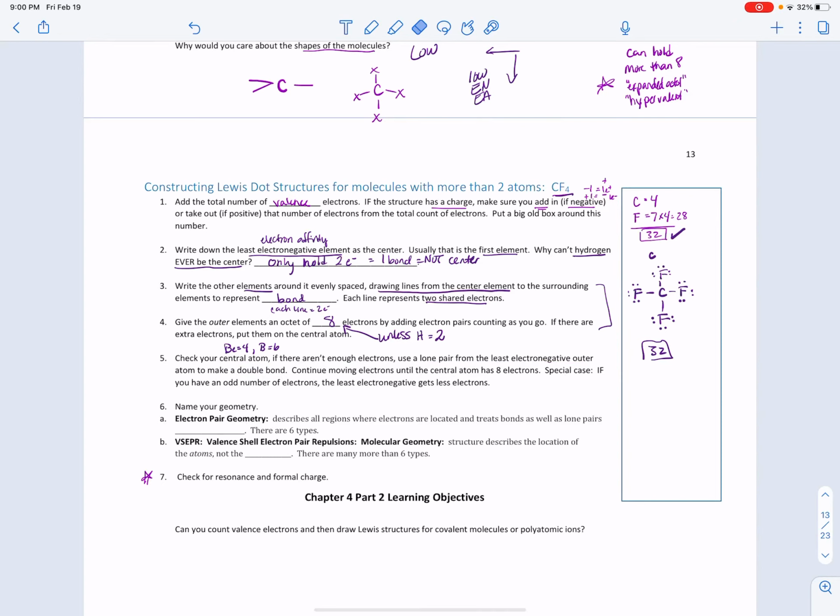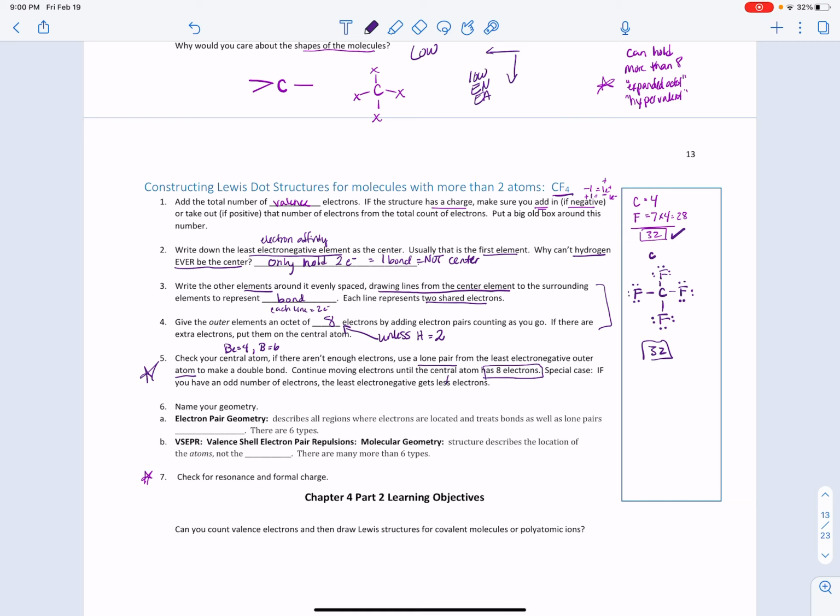And the final step is to check your central atom right here. Make sure that if there aren't enough electrons, you can use a lone pair from one of the atoms on the outside, and it's actually the least electronegative atom, and it makes a double bond. And you're going to continue moving electrons until this central atom has 8. So we're going to check this.